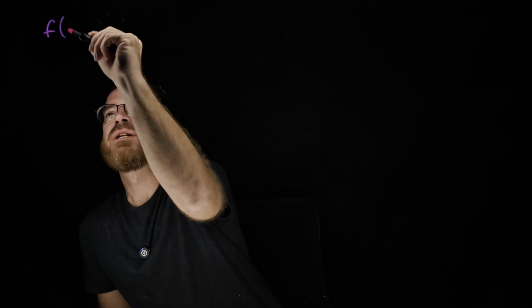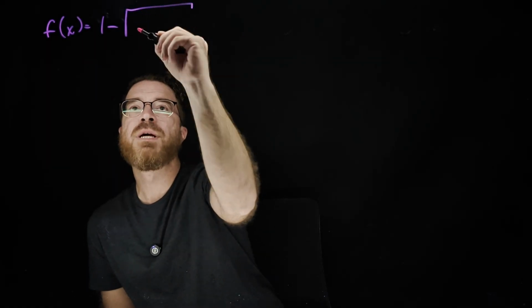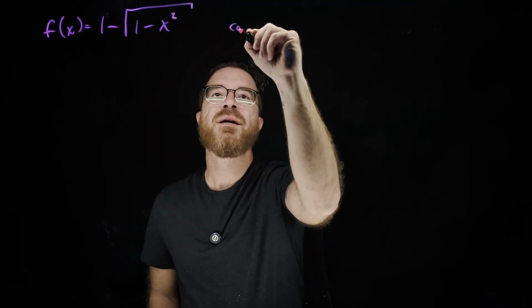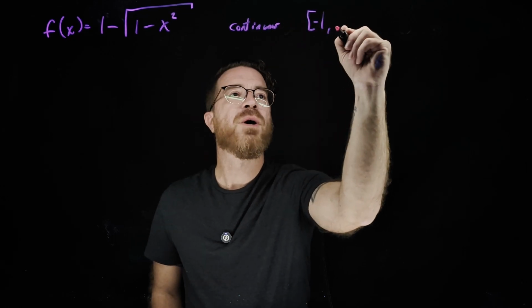For our next example, we want to show that the function f of x is equal to 1 minus the square root of 1 minus x squared is continuous on the interval negative 1 to 1.